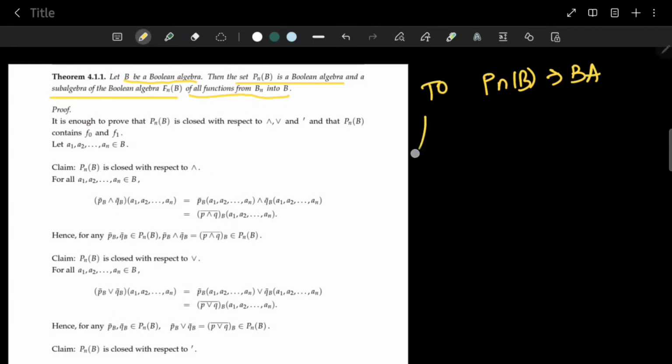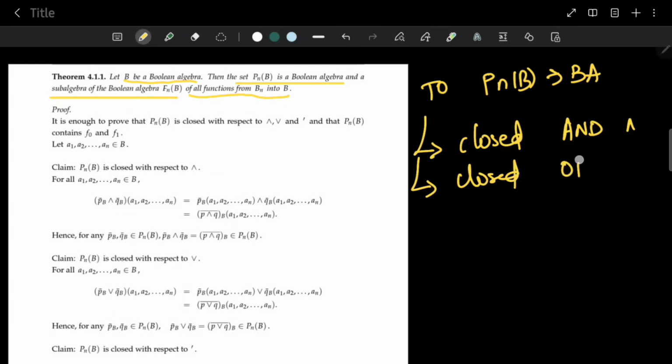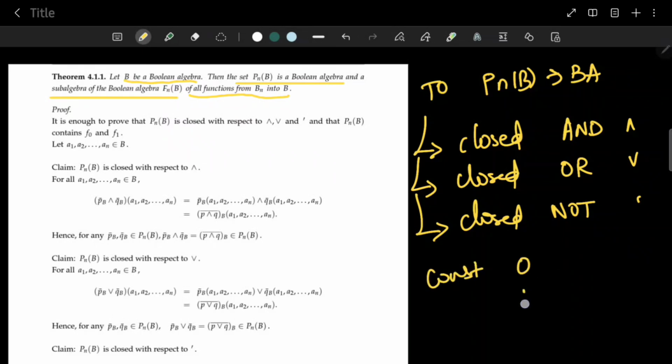We need to prove three things. The first is that it is closed under the AND operation. The next is that it is closed under the OR operation. And it is also closed under the NOT operation. Then it contains the constant functions 0 and 1, 0 for false and 1 for true. This is what we have to prove. Let's prove each step one by one.